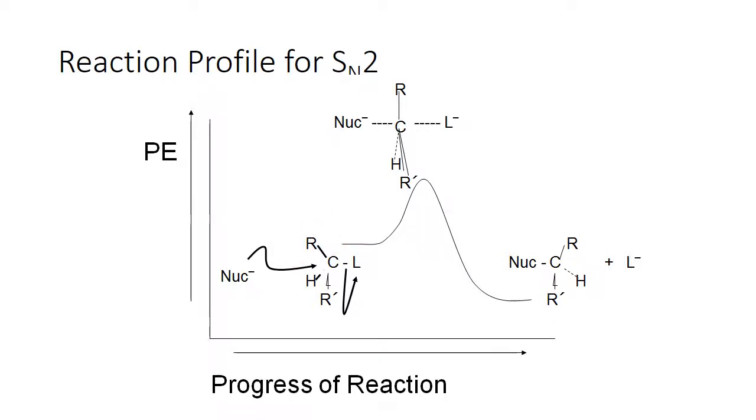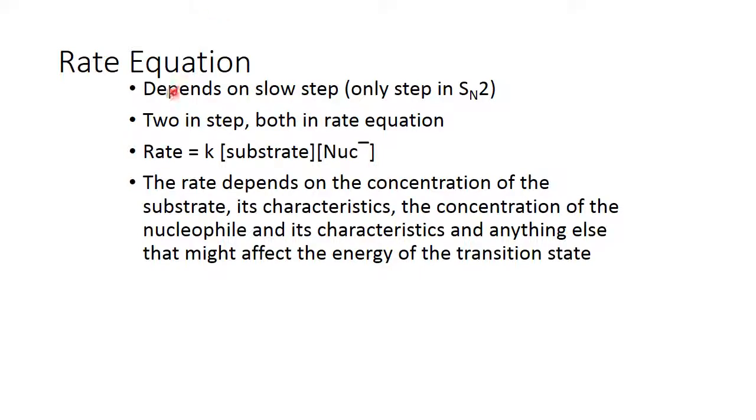The reaction equation reflects that one step also, because it is the substrate and the nucleophile reacting together. Remember, SN2 is bimolecular in the rate limiting step. The rate is going to have both of those two components in the rate equation. So the rate equation is rate equals k times the concentration of the substrate times the concentration of the nucleophile. It's only one step in that reaction, and that one step is the rate limiting step.